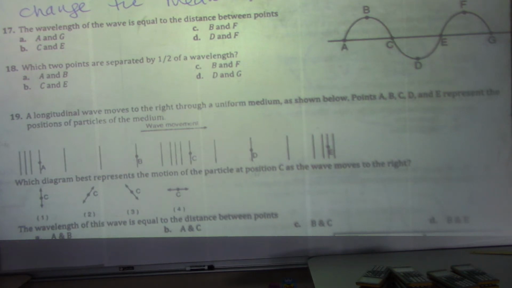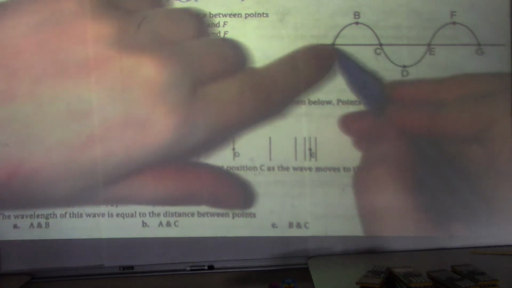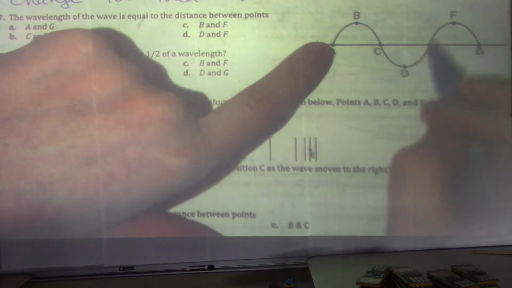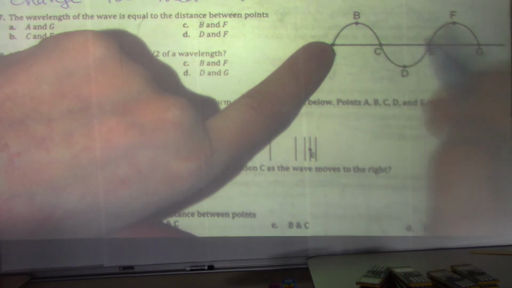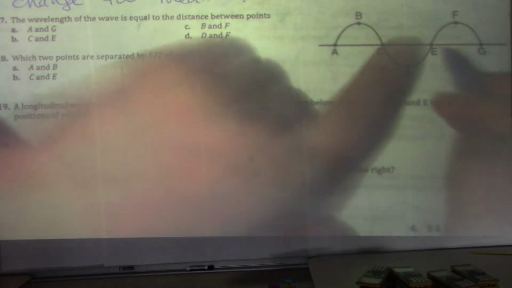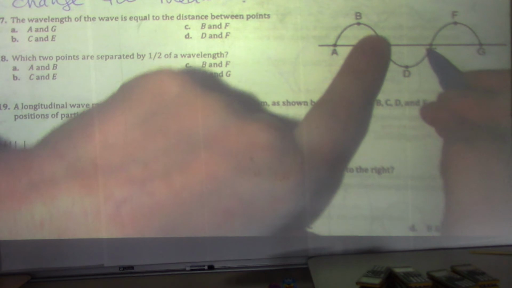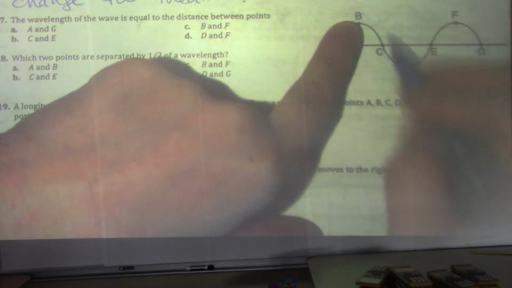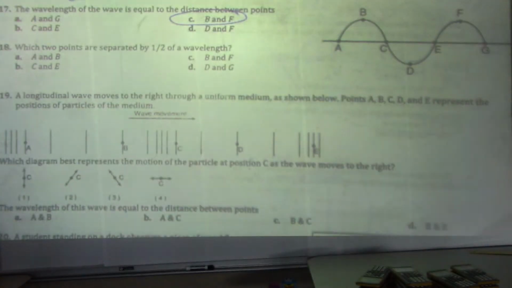All right, wavelength is equal to the distance. Okay, so let's look, A to G. I am back at the same point, but I have up, down, and up in there. That's actually 1.5 waves, so not that one. C to E, that's only half of a wave. B to F, yep, I'm ending at the same point. I've got up and down in there, so that's correct. And then D to F is, again, only half of a wave.